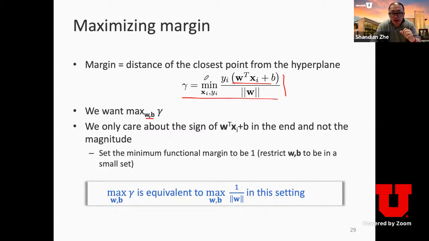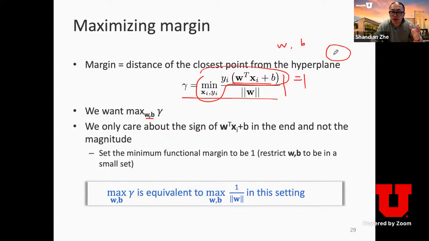We simply restrict the minimum value of this numerator to be 1, right? We choose W and B. The set of W, B which we're going to optimize over is the set of W, B whose minimum value over all the training examples of this numerator is simply 1, right? This minimum value is also referred to as the functional margin, right? So we have explained the equivalence for any W, B outside of this small subset.